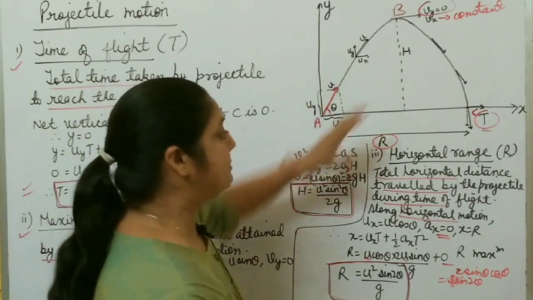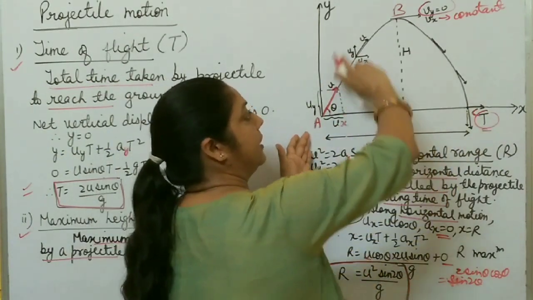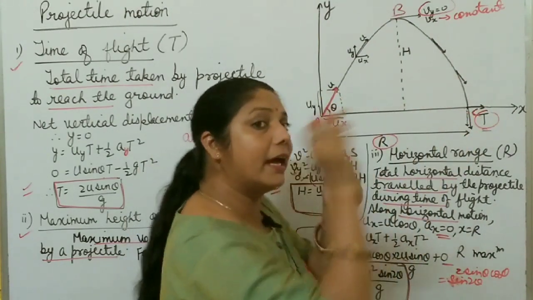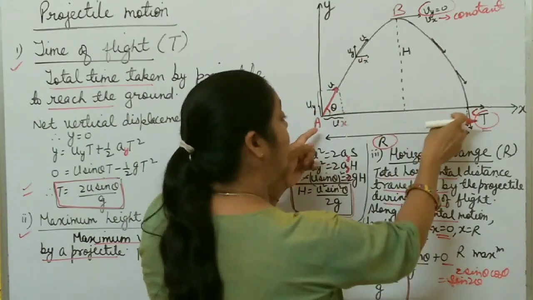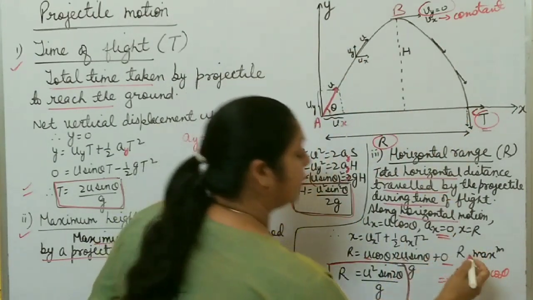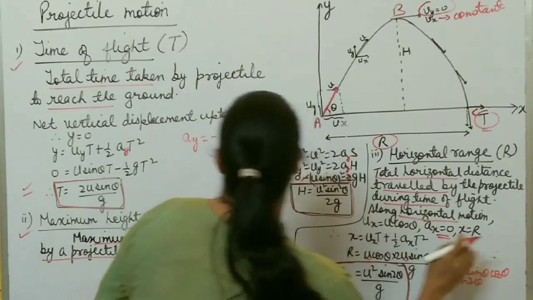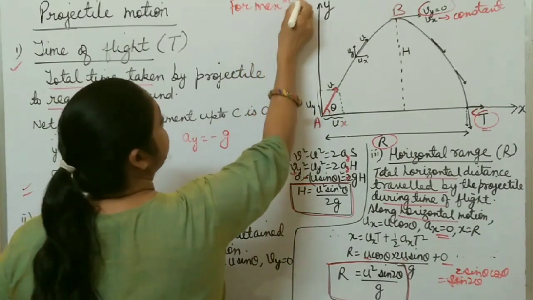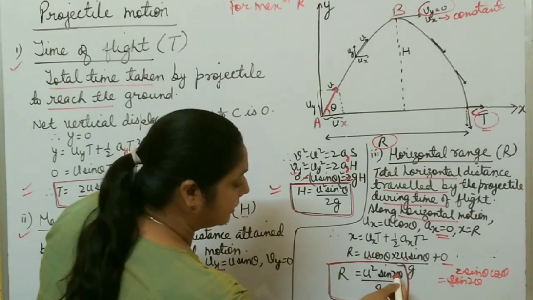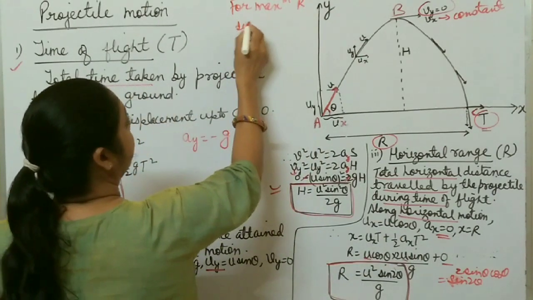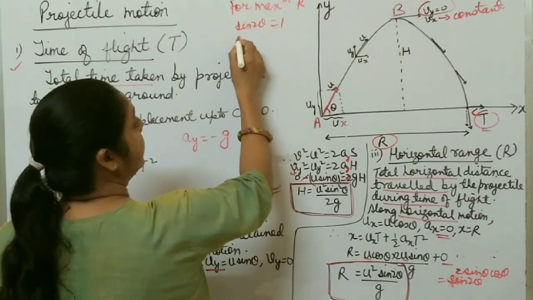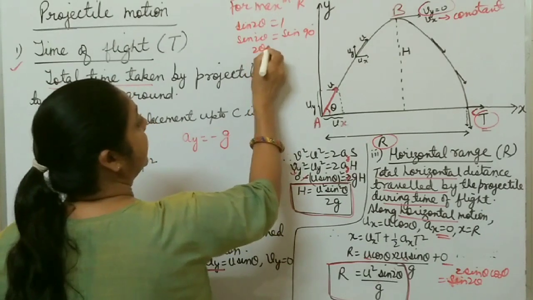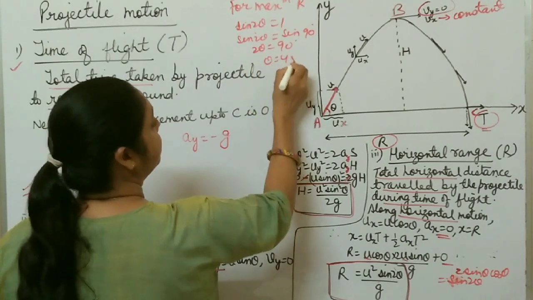Now for maximum range, a projectile returns back to the ground after covering some distance. At what angle do you throw the projectile to attain the maximum horizontal distance? So for maximum R, for maximum range, this sin 2 theta becomes what? The maximum value of this is 1. So here you can write sin 2 theta equal to 1, which is sin 90 degree. It means 2 theta equal to 90 degree and theta equal to 45 degree.